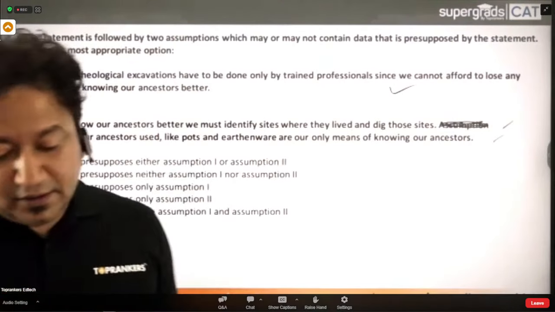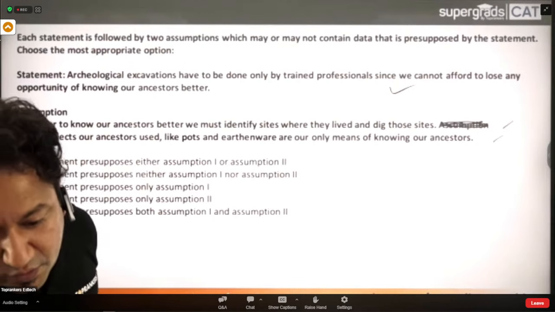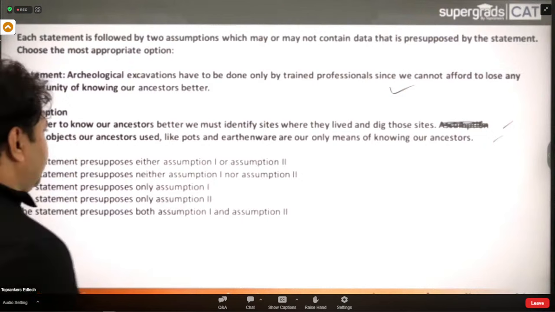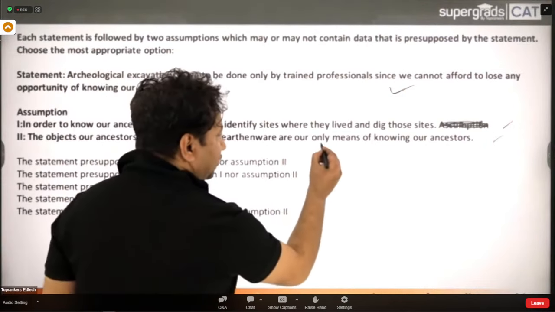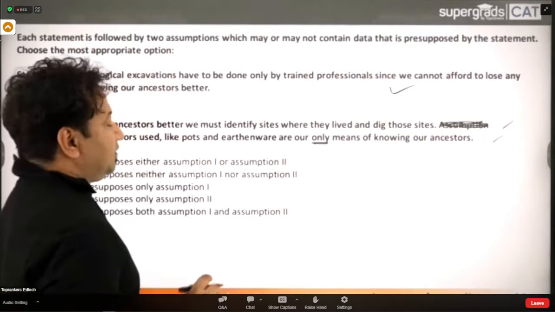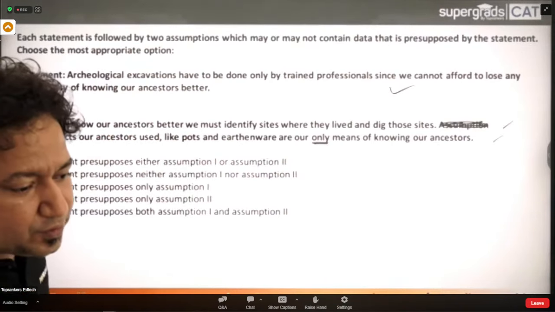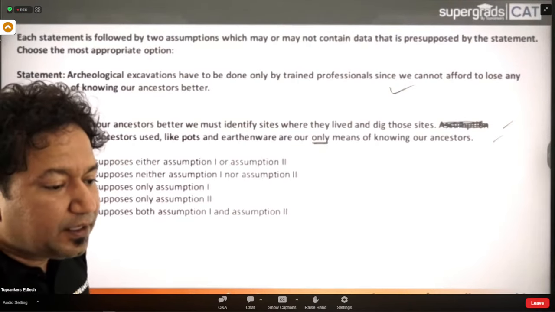Charles says pots and earthenware may not be the only means, and "only" is far-fetched. So Vishal says the problem is with this word "only", and because of this Vishal is not choosing assumption two, right Vishal? Okay, so we have some more answers over here.